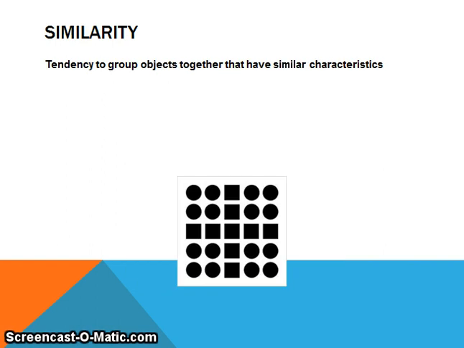Next is similarity. We tend to group objects together that have similar characteristics. So we have the four circles in the top and then a plus sign of boxes, but why do those go together? Just because they're boxes and they're very similar, so we put them together in our own brains.